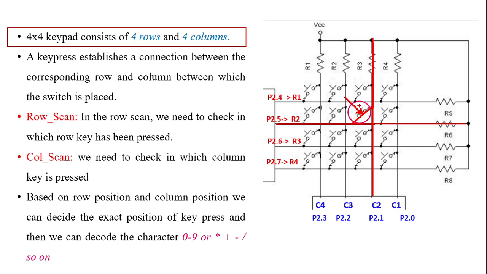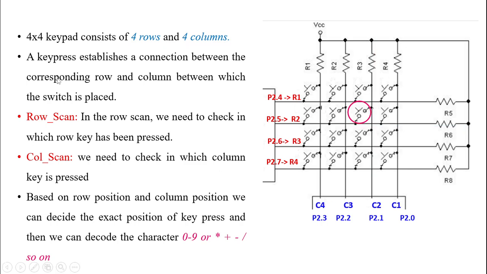At this position, the key is in the third column, second row. So the key I have considered here is row number 2 and column number 3. Based on the position, we can detect which number key has been pressed, and based on that we can take an action. This is a simplified explanation. In detail I'll explain again later.